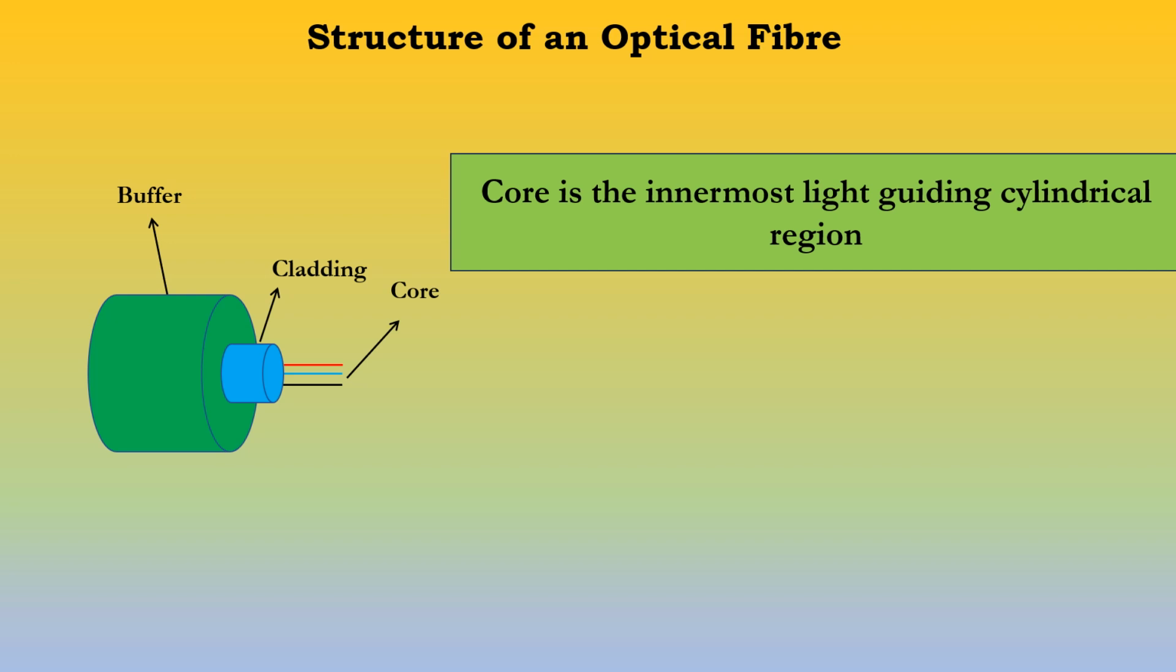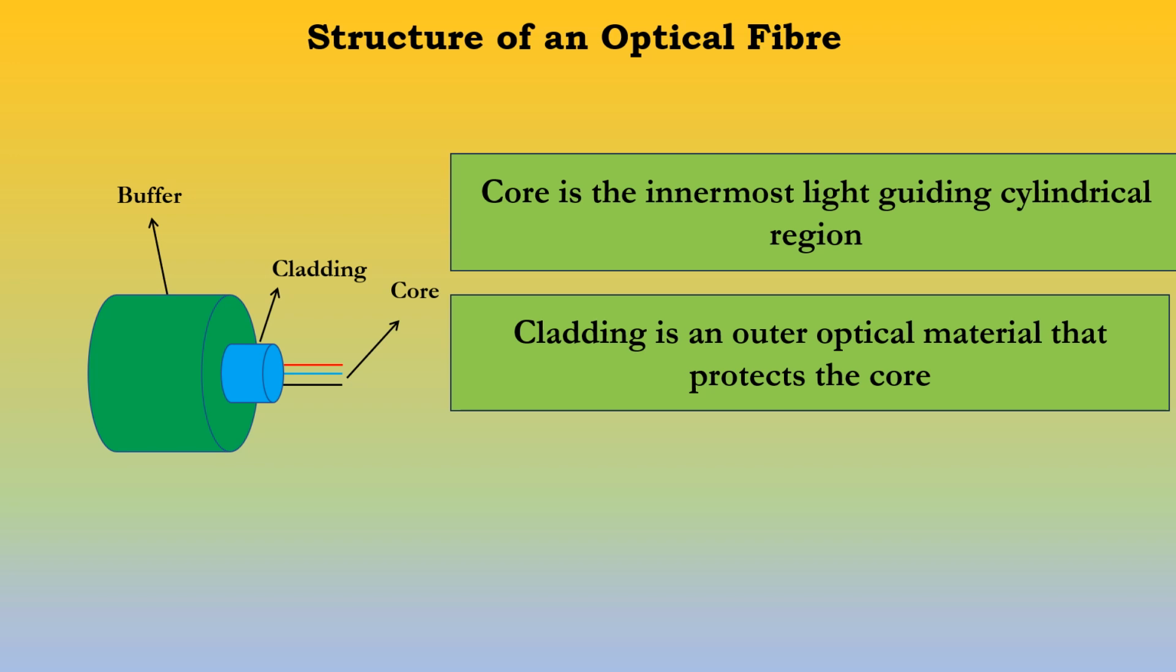Core is the innermost light-guiding cylindrical region. The diameter of the core is of the order of 8.5 micrometer to 62.5 micrometer. Cladding is the outer optical material that protects the core. The diameter of the cladding is of the order of 125 micrometer. The refractive index of cladding is always lower than that of the core.